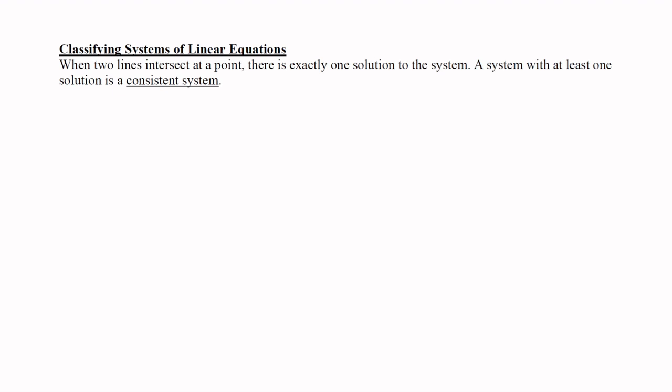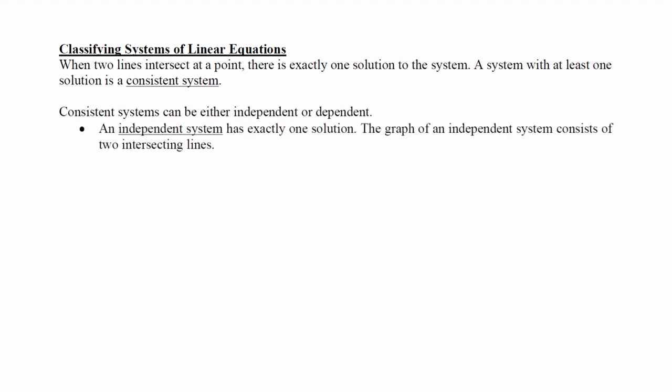When two lines intersect at a point, there's exactly one solution to the system. A system with at least one solution is a consistent system. Consistent systems can be either independent or dependent. An independent system has exactly one solution. It has one independent solution. The graph of an independent system consists of two intersecting lines.